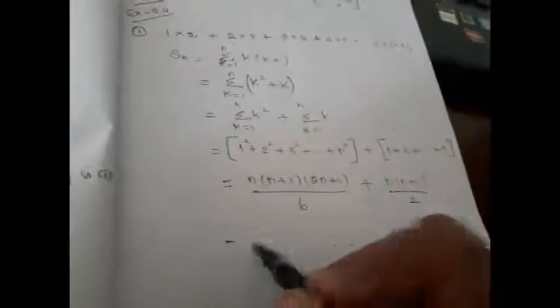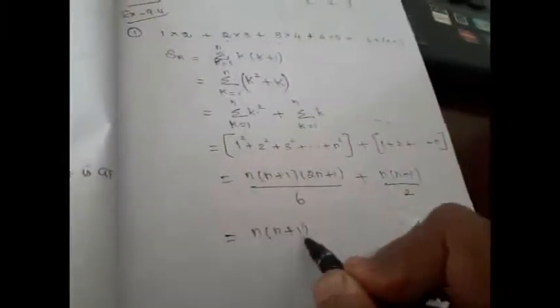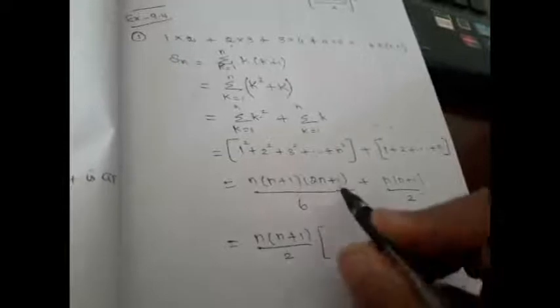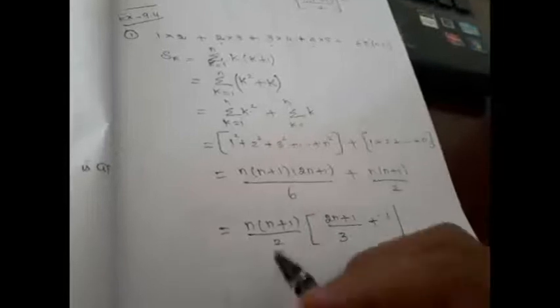Now take LCM and simplify it. We can take n into (n plus 1) by 2 as common. So what is left out? (2n plus 1) divided by 3. We have taken 2 common, right? So plus, we have taken the entire thing as common, so this is going to be 1.